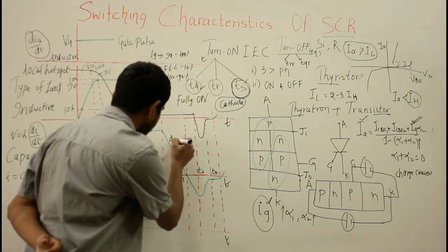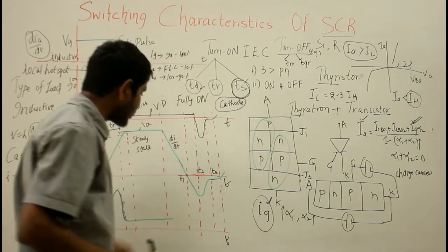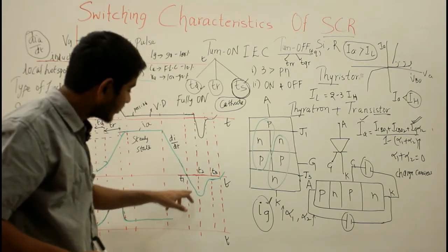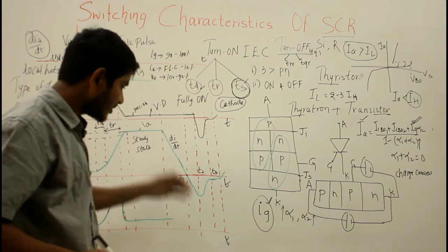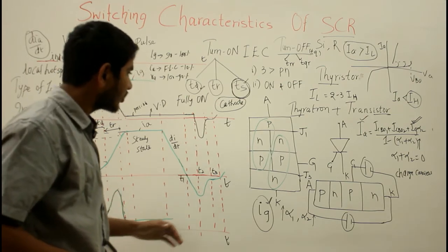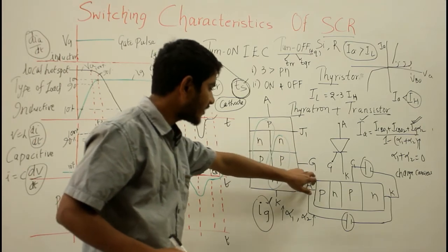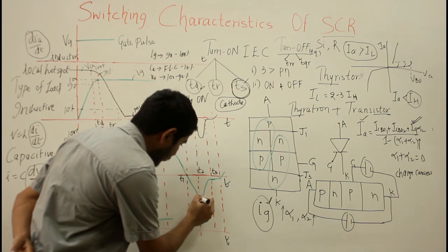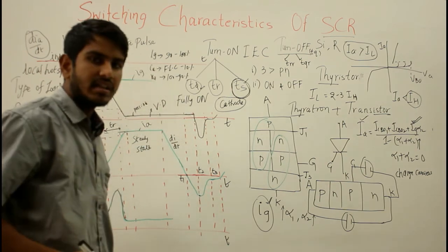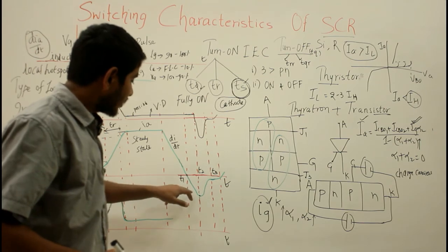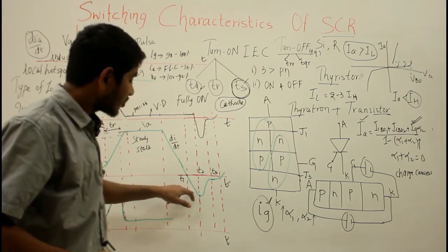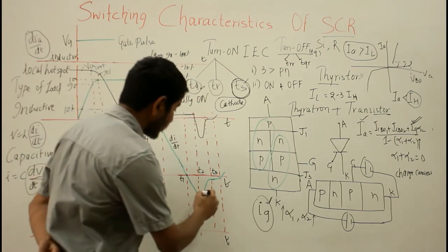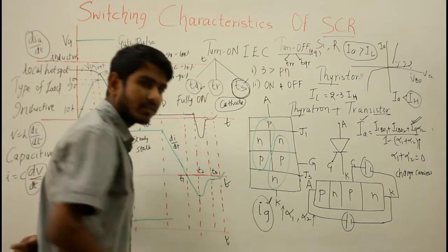That is, if I say this is my slope di by dt, so with the same slope of di by dt, the anode current is increasing in the reverse direction. Now this negative current will help to sweep out the charge carriers from the junctions J1 and J3, and at the time T2 the charge carrier density is not sufficient to increase the reverse current further. So therefore, as the charge carriers are not sufficient enough, the negative current starts decreasing.